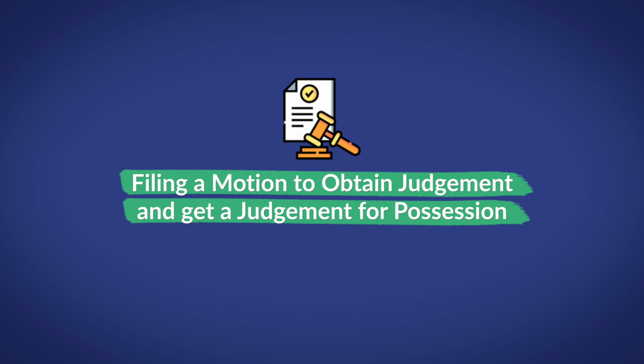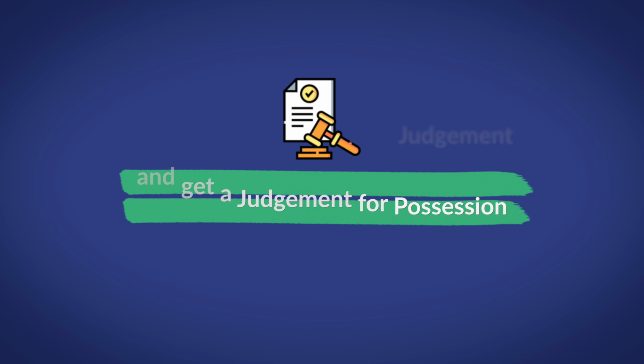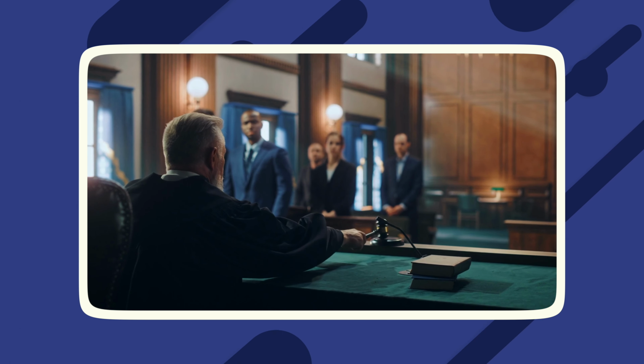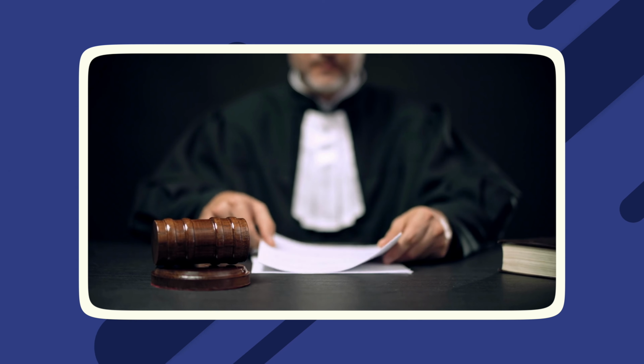Asking for possession. Filing a motion to obtain judgment and get a judgment for possession. The landlord has to provide a strong argument backed up by solid evidence against the tenant. Should the tenant fail to show up to the hearing, the landlord wins by default. However, the hearing can also be postponed for 7 days if either party is unable to attend. This decision lies on the judge. If the landlord does not win, they can still appeal for reconsideration.